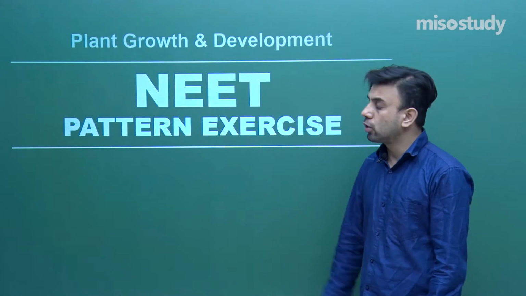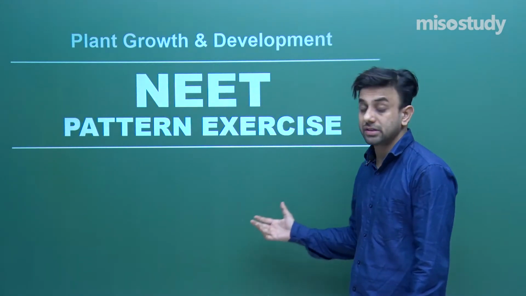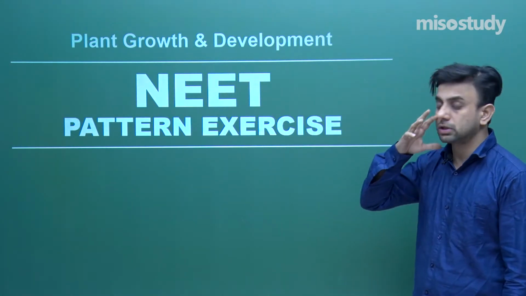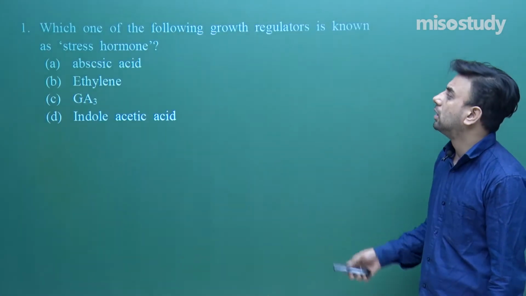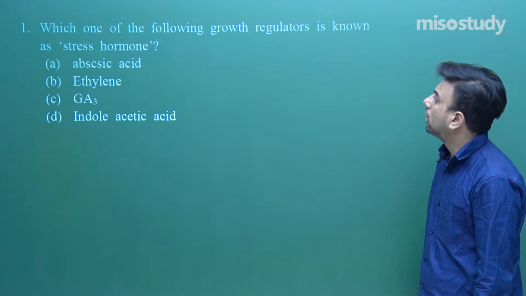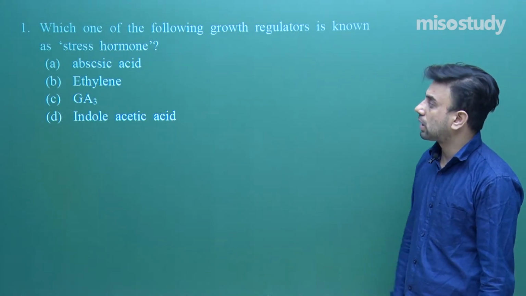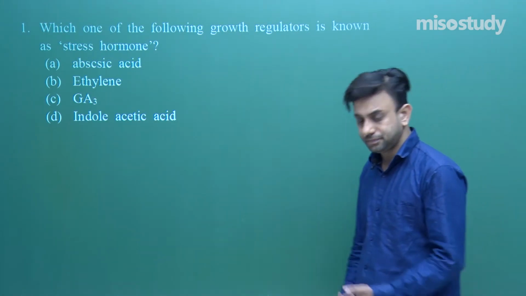Okay, so today we are going to discuss the questions, that is the NEET pattern exercise on the chapter Plant Growth and Development. Let us start discussing the questions. Which one of the following hormones or growth regulators is known as the stress hormone?